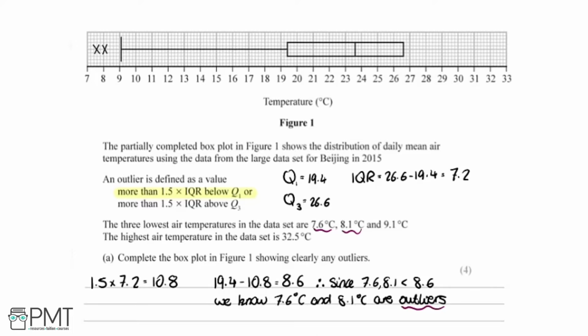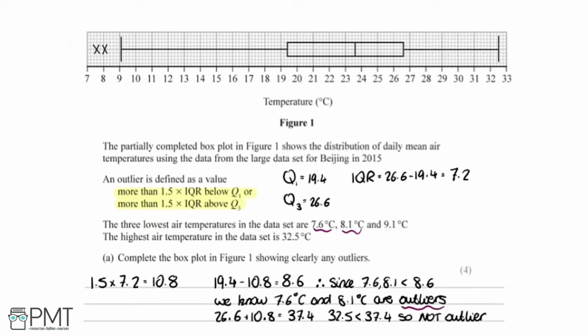Now we're going to take a look at the upper end of the box plot using this condition here. So we know it's an outlier if it's more than 1.5 times above the upper quartile. So again, we're still using this 10.8 value we worked out. If we do the upper quartile, which is 26.6, and we're going to add 10.8 like it says in the condition, we're going to get 37.4. Okay, so 32.5 here is actually less than 37.4, so therefore it's not an outlier. So we know that 32.5 degrees is our upper value included in the box plot. So drawing a line in there, and then we're going to connect it up to our box.